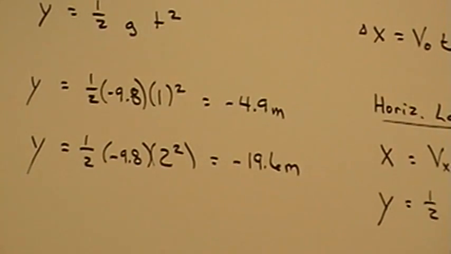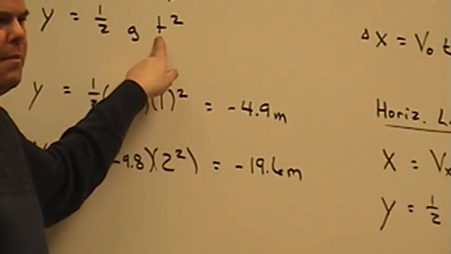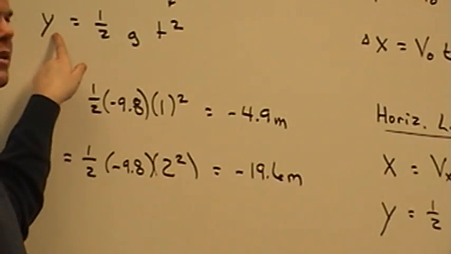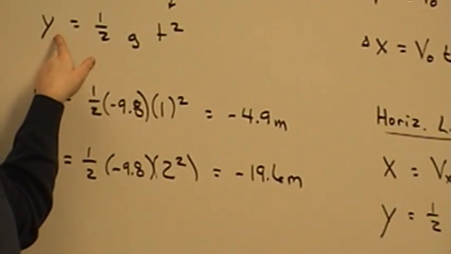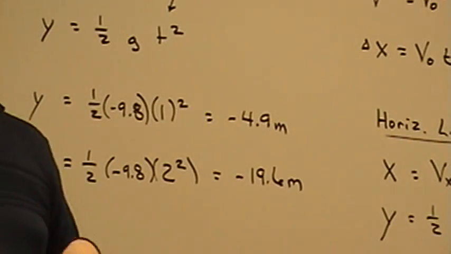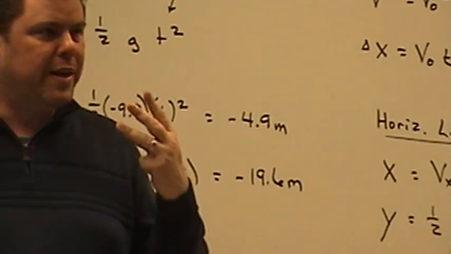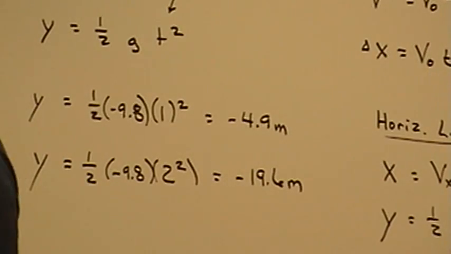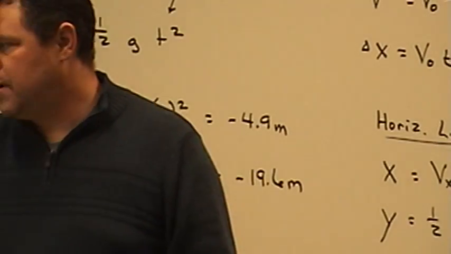What do you think would happen if we tripled the time and time is squared? What would the distance be? 9 times, because if you put in a 3 here, 3 squared is 9. So when you triple the time, you will get 9 times the distance. All right, but to answer the question, 4 times as far because we doubled the time.